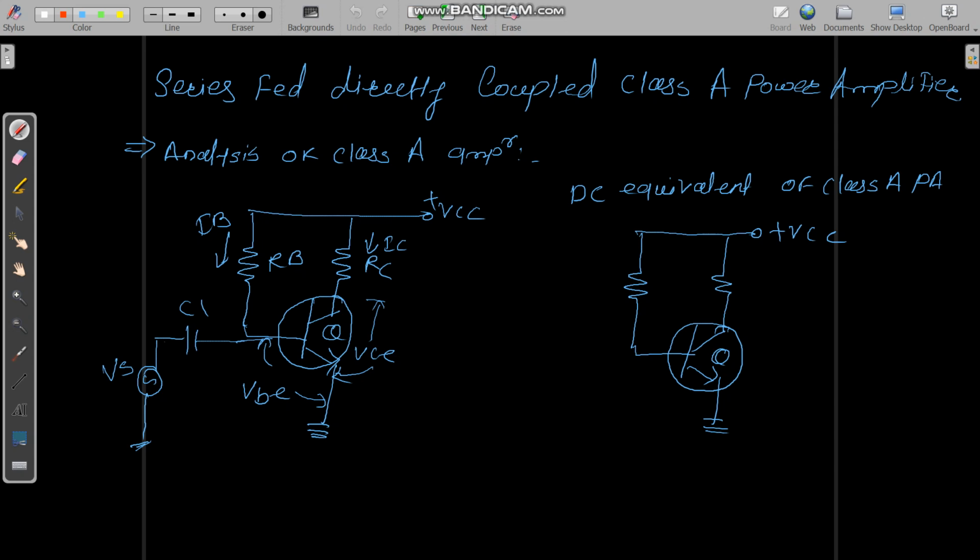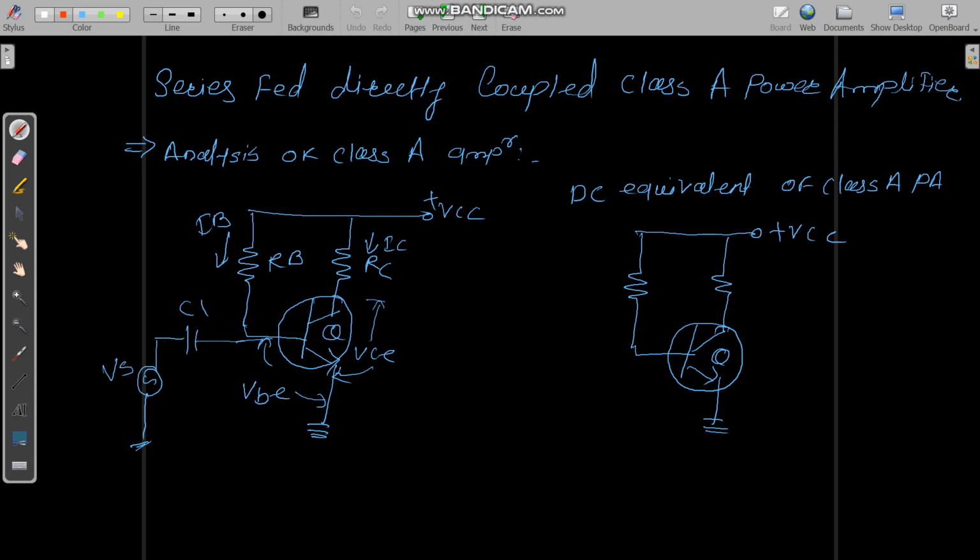As the name itself indicates, in direct coupled type Class A power amplifier, we are going to connect the load RL directly to the collector. Whereas when we connect the transformer coupled type, the load is coupled to the collector using a transformer called an output transformer. So now here, as you can see, this RC, which is nothing but your load, is directly connected to the collector terminal. We are going to call it a direct coupled class A power amplifier.